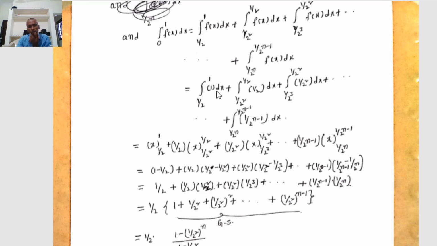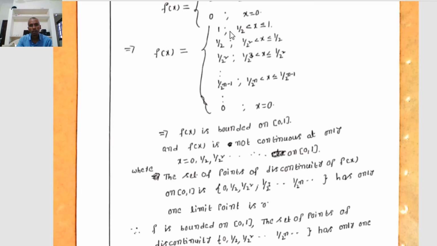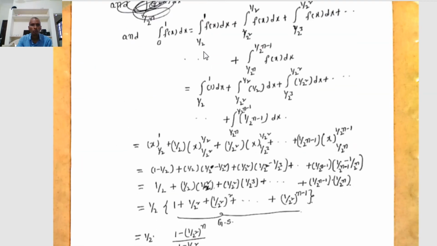Therefore, consider the integral from 1/2 to 1 of f(x) dx. We already know the limits are 1, 1/2, 1/2², up to 1/2ⁿ⁻¹ and so on. On 1/2 to 1, the function f(x) equals 1; on 1/2² to 1/2, f(x) equals 1/2; on 1/2³ to 1/2², f(x) equals 1/2², and so on; on 1/2ⁿ to 1/2ⁿ⁻¹, f(x) equals 1/2ⁿ⁻¹.